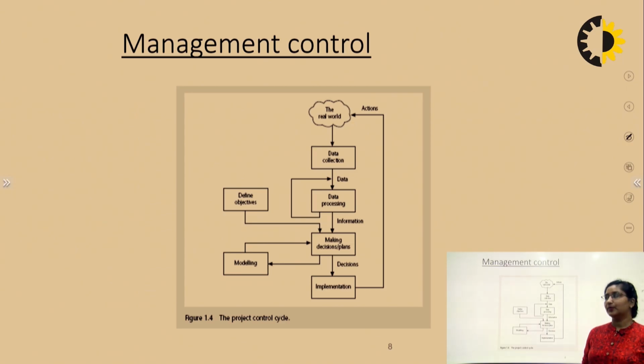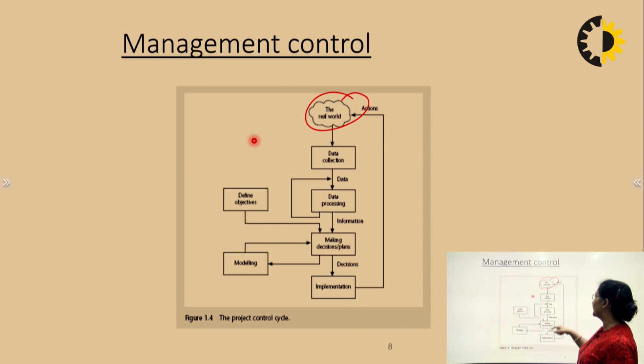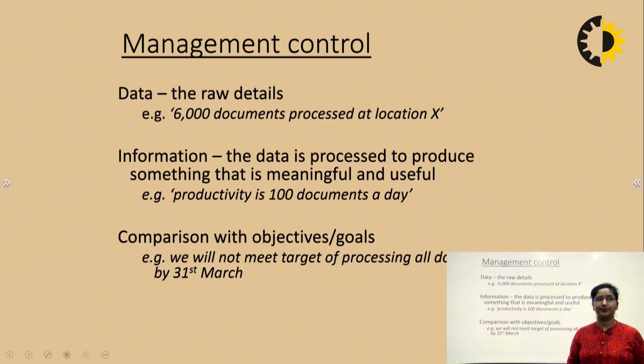We have a project control cycle. In the project control cycle, we have the real world. From the real world, we collect the data, that is data collection. Then data processing is done. From there, making decisions, implementation, modeling and defining the project. If this cycle continues, we will have management control.